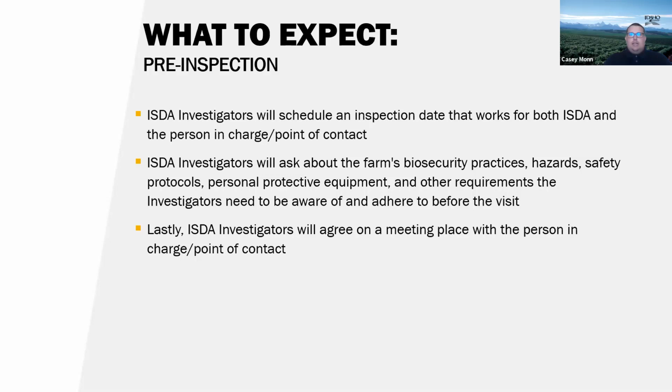And lastly, the ISDA investigators will agree on a meeting place with the person in charge or point of contact. Oftentimes there's an office and the farm is 10 miles down the road, and that's where they want to meet. Ultimately, that will be agreed upon at the conclusion of the pre-inspection phone call.